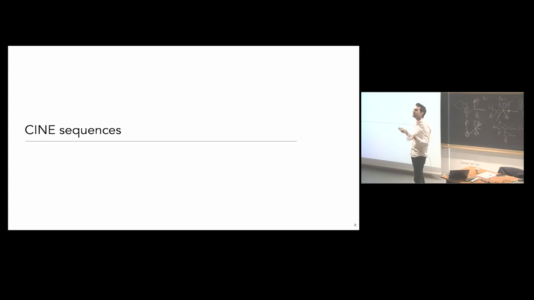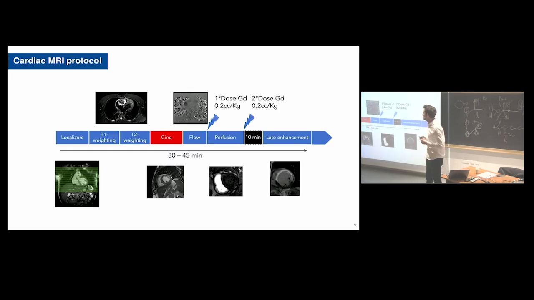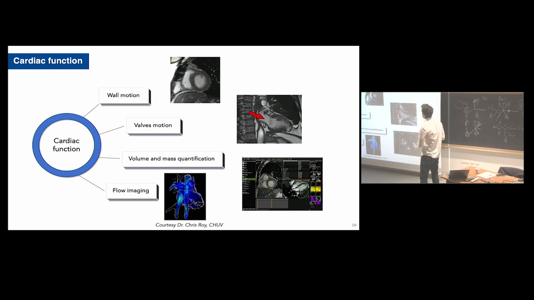So first, the Cine sequences, we want to extract the ejection fraction. The Cine sequence is performed in the beginning of the examination. The examination takes about 45 minutes, if we're lucky, sometimes way longer. And that's actually one of the big challenges of cardiac MRI. It's too slow. And this is very useful.